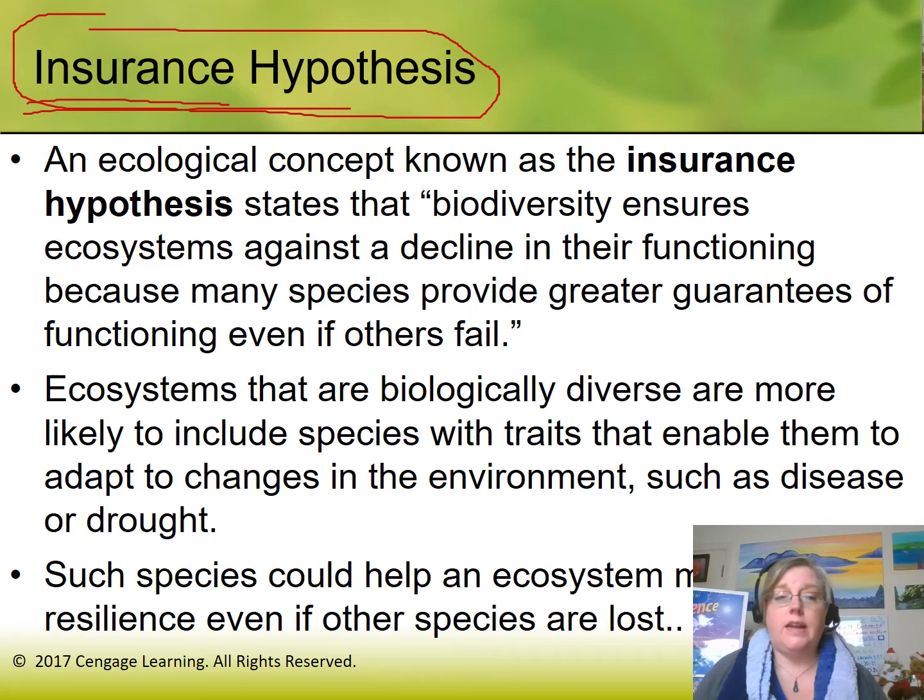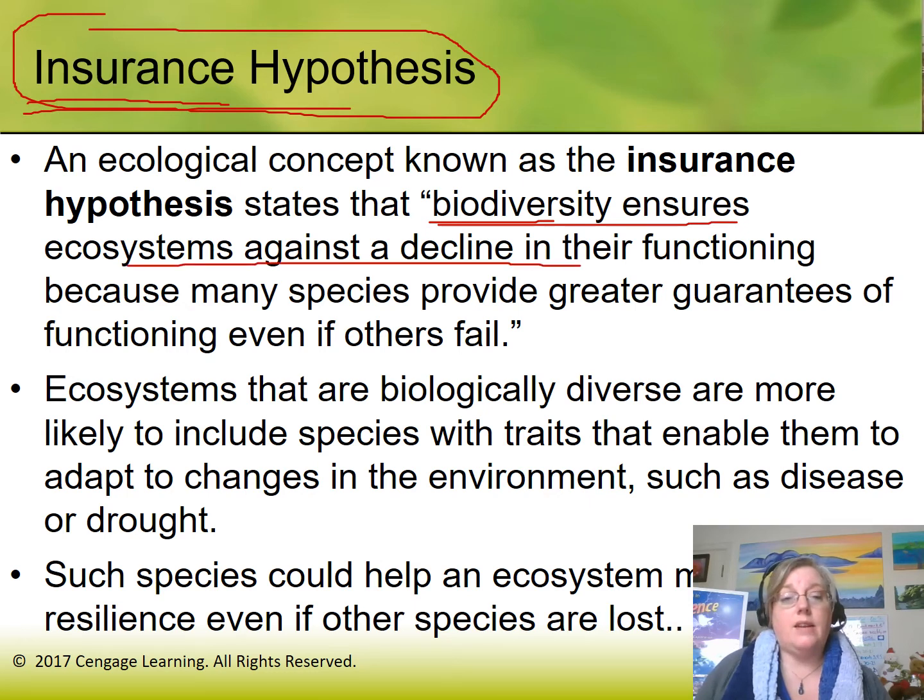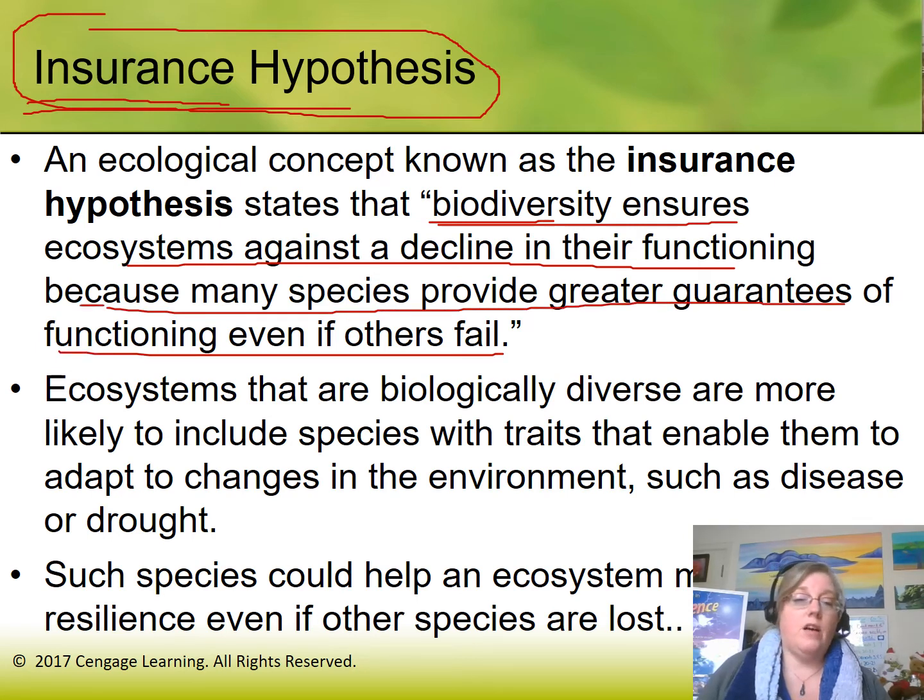The biodiversity, here we go. The more biodiverse something is, biodiversity is going to ensure that ecosystems help stand against decline in their functioning, because many species provide greater guarantees of functioning even if others fail. Now, this is a long, complicated way to say it, but what I just said is if you have somebody to take up the slack, the ecosystem would be safer and more stable. Biodiversity ensures that if you have something bad happen, the ecosystem as a whole will be just fine.